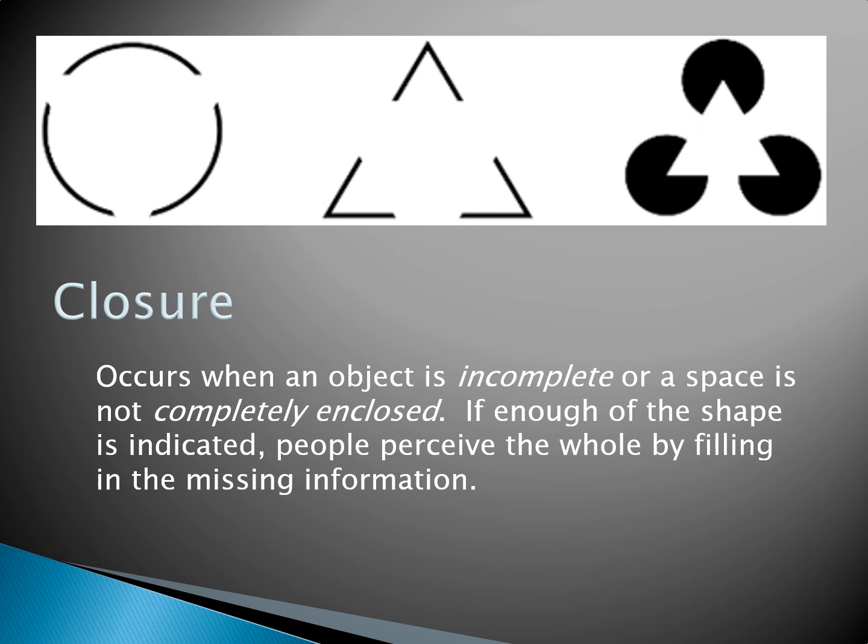Closure occurs when an object is incomplete or a space is not completely enclosed. If enough of the shape is indicated, people perceive the whole by filling in the missing information. All right, so none of these shapes up top are completed, but yet we can tell it's completed by looking at it, right? So the one on the left, we know this is a circle. Even though it's not completed, our brain fills in the rest.